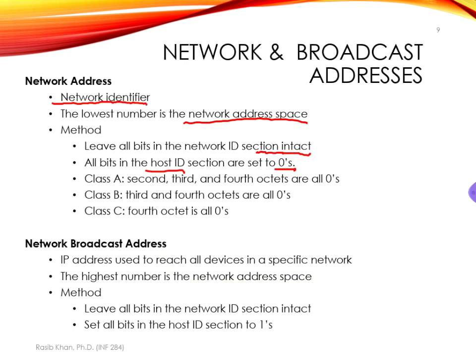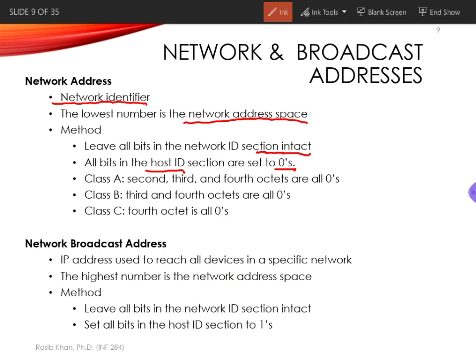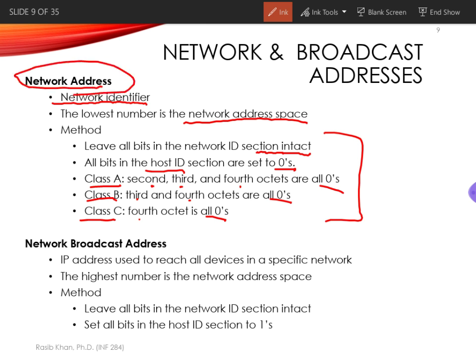So for class A, the second, third, and fourth octets are all set to zeros. For class B, the third and fourth octets are all set to zeros. And for class C, only the fourth octet is set to all zeros. So that is how we can identify which network an IP address belongs to, by following this method and by identifying the network address.